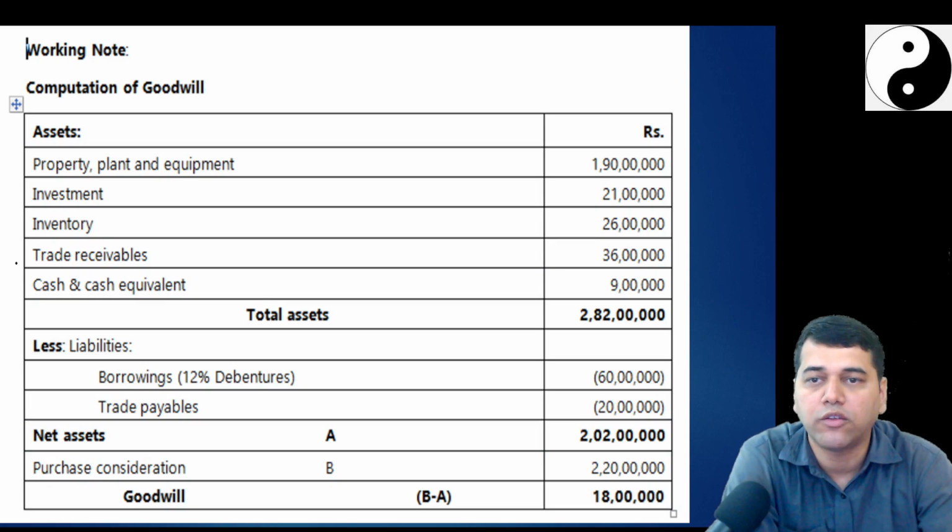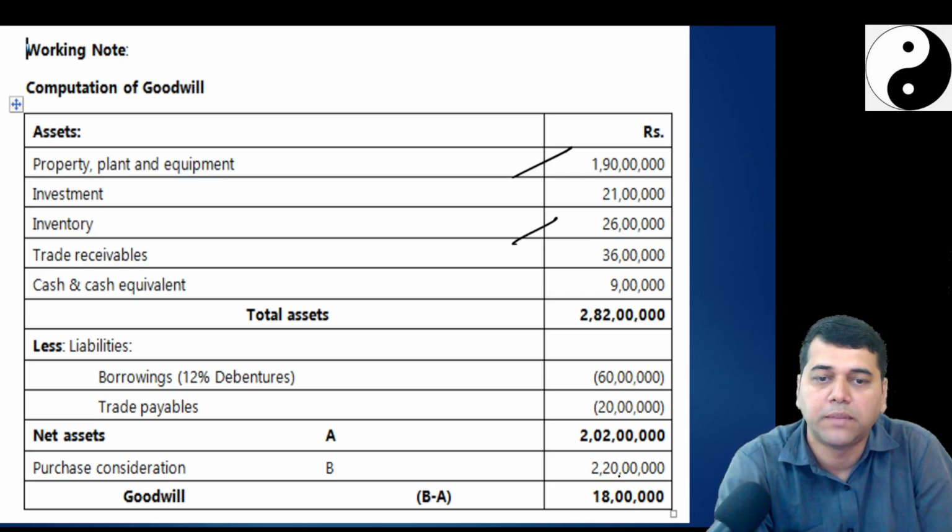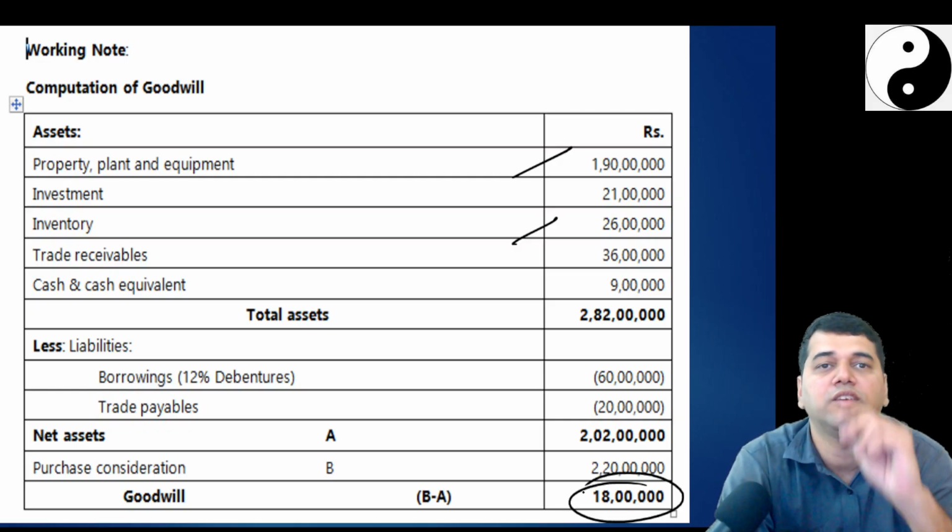Step number 2 in the previous working. Then they prepared a goodwill calculation. So they took over all the net assets, where 2 items were taken at fair value, and from the purchase consideration they deducted 18 lakhs. They got the goodwill.